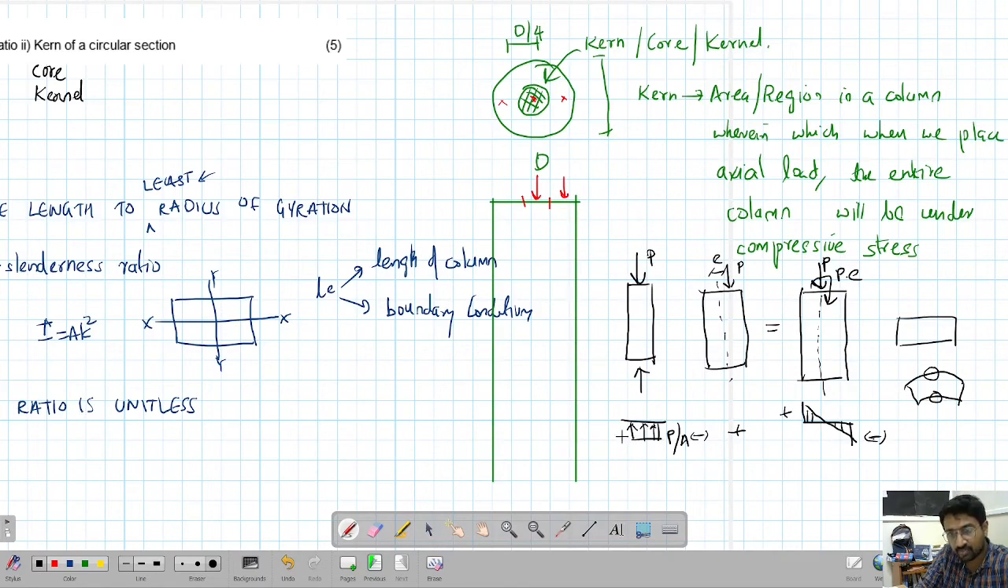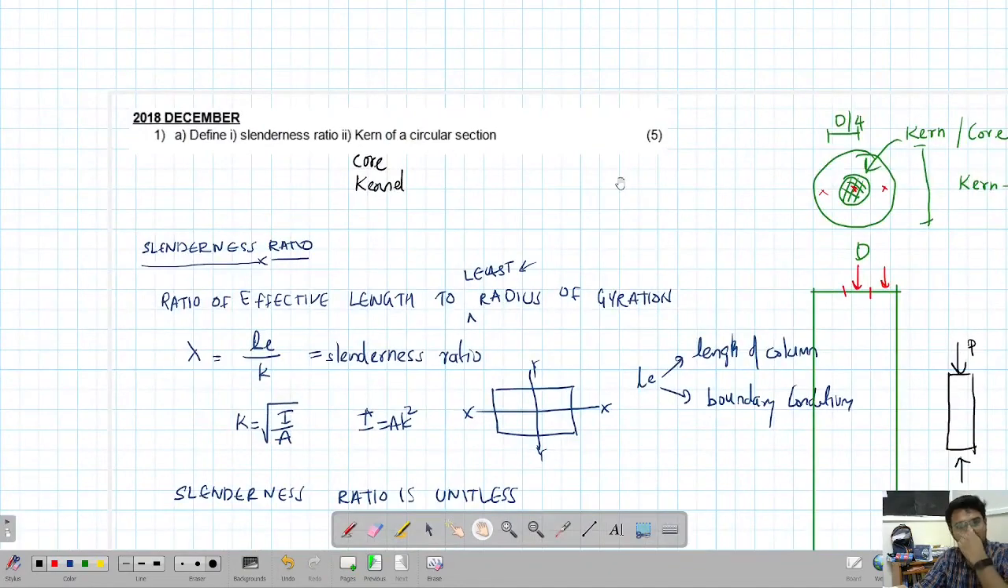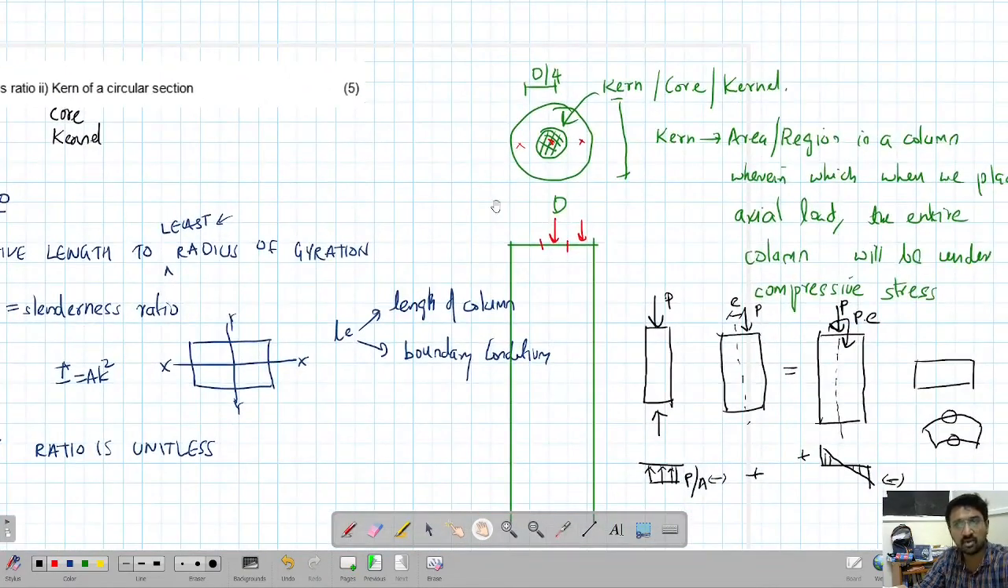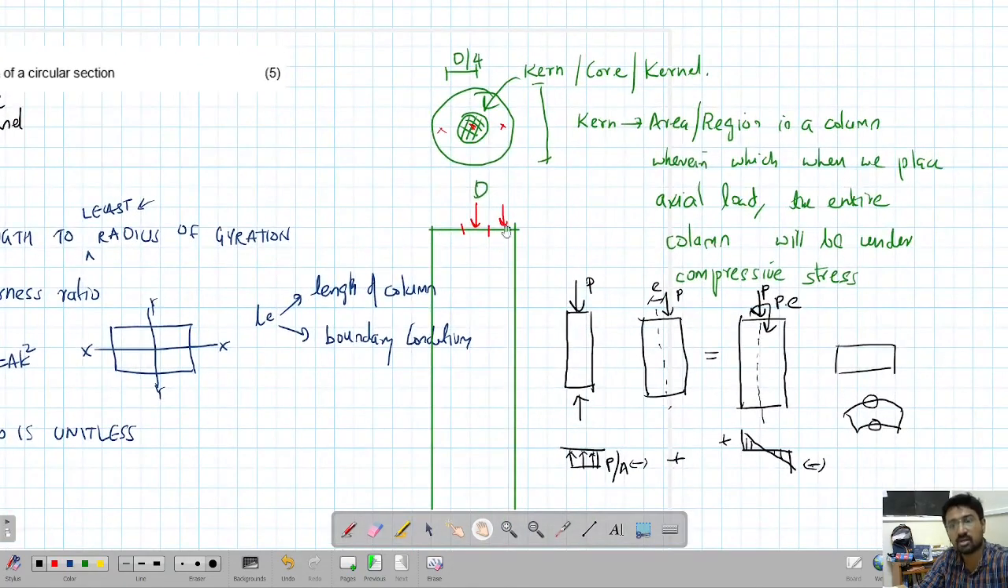Up to a certain point, whatever tension is coming can be contained in this compression. After some time, what happens? There will be tension developing in the column. So, all in all, what you have to answer for this question is: the Kern of a circular section is the inner region of the column with a diameter d by 4, wherein if you keep a load, the entire column will be under compressive stress.